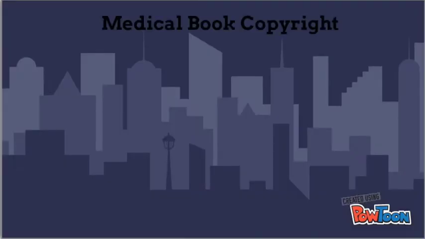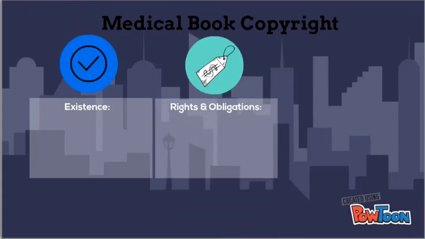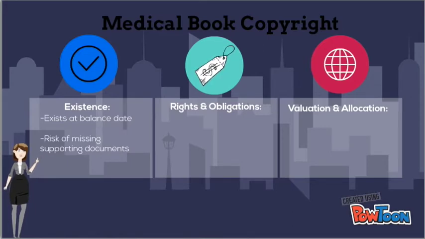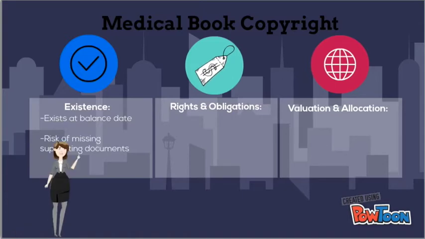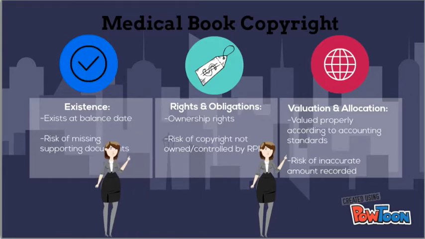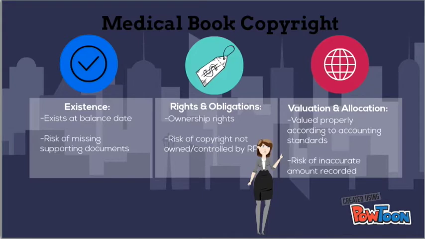For medical book copyright, the key assertions at risk are existence, rights and obligations, and valuation and allocation. For existence, the objective of audit procedure is to ensure that the copyright in the statement of financial position exists at the balance date, as there is a risk of missing documents that supports the account. For rights and obligations, the objective of audit procedure is to ensure RPL has ownership rights to the copyright, as there is a risk that the copyright may not be owned or controlled by RPL. For valuation and allocation, the objective of audit procedure is to ensure that the medical book copyright is valued properly according to accounting standards, as there is a risk that the amount is valued inaccurately.